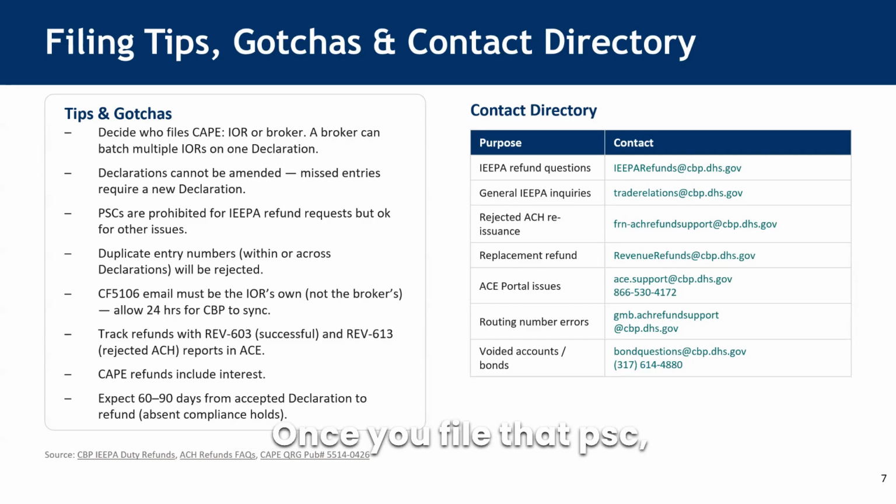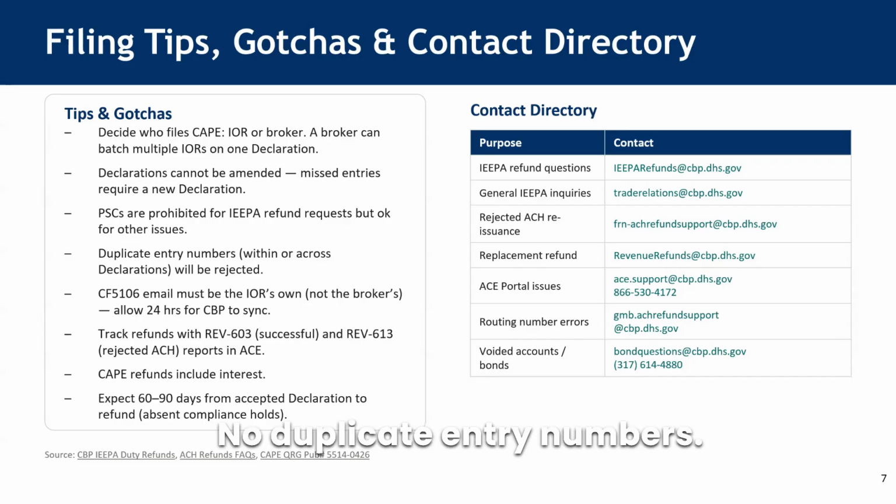Once you file that PSC, and even before CBP completely liquidates and closes it out, then you can include that entry on your CAPE declaration, okay? When you start filing the CAPE declaration, there's a box that you have to check. It's an attestation that says, I am attesting to the fact that these entries are accurate, that the classification is accurate, that the value is accurate, that all these things are accurate. So if you have known errors that require PSC, I don't think you can be checking that box. You want to file those PSCs before you request a refund through CAPE.